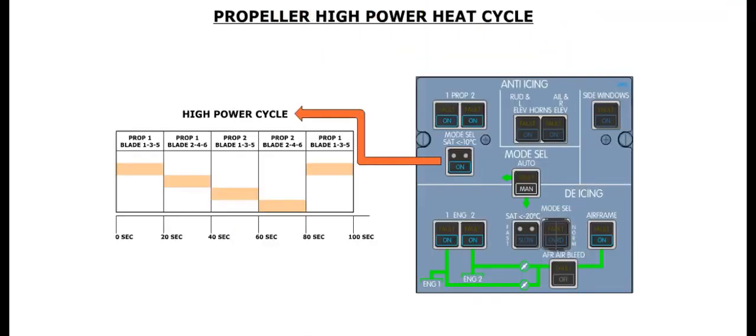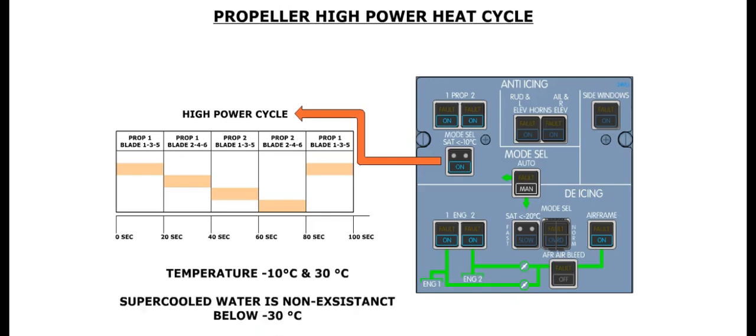The high-power cycle heats the propeller blades in the same sequence, except that the heating time is 20 seconds, and there is no pause between cycles. The high-power cycle is used when the temperature is between -10 and -30 degrees Celsius. Supercooled water is non-existent below -30 degrees Celsius, so there are no propeller icing problems below that temperature.